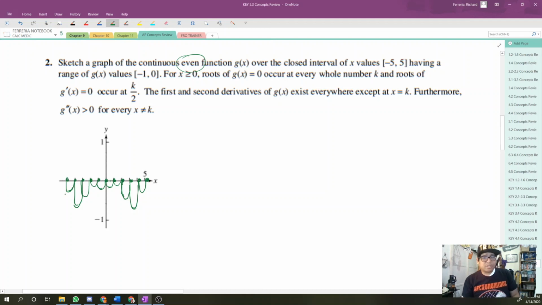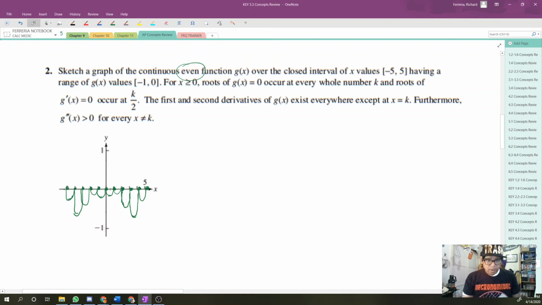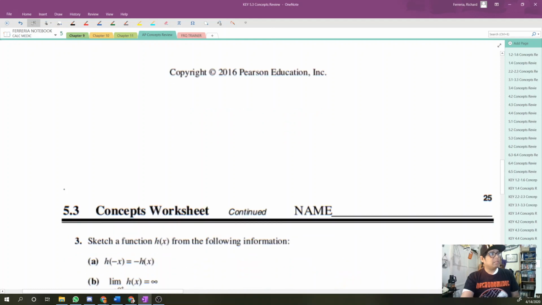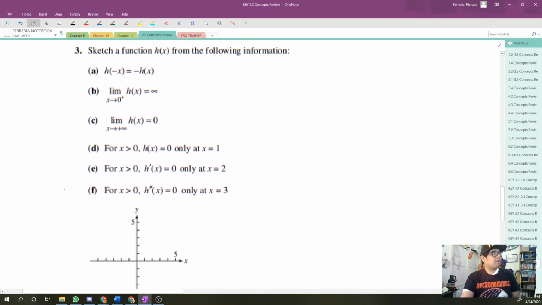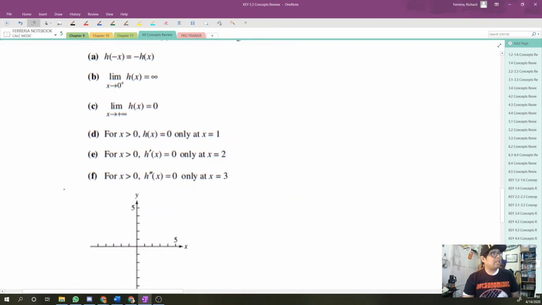And then that's about as close as we can get. It's a crazy function. Not a whole lot to say about it. Okay, next function is not as crazy. We got a list of properties up over there. And first of all, h of negative x equals negative h of x.